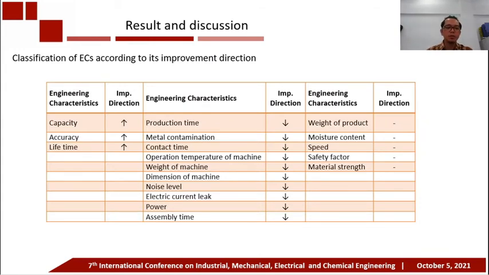This is the classification of engineering characteristics according to improvement direction. We have three where higher is better, and then where lower is better we have production time lower is better, metal contamination lower is better, and so on up until assembly time lower is better. The engineering characteristics with no improvement direction are weight of product, moisture content, speed, safety factor, and material strength.